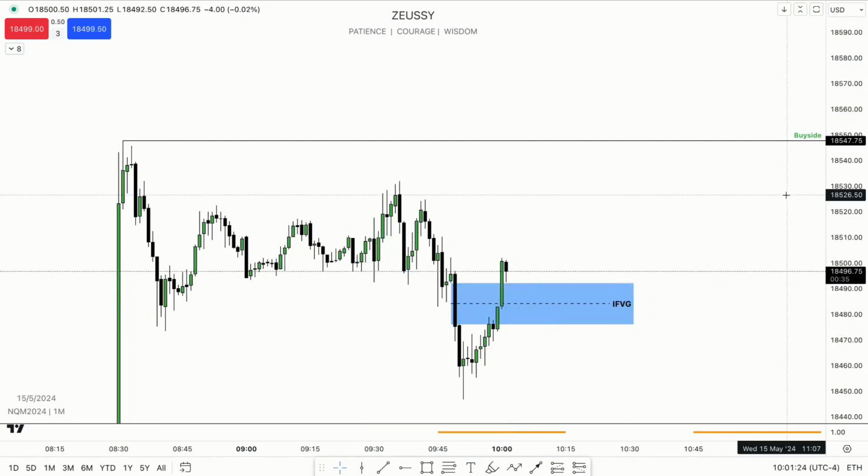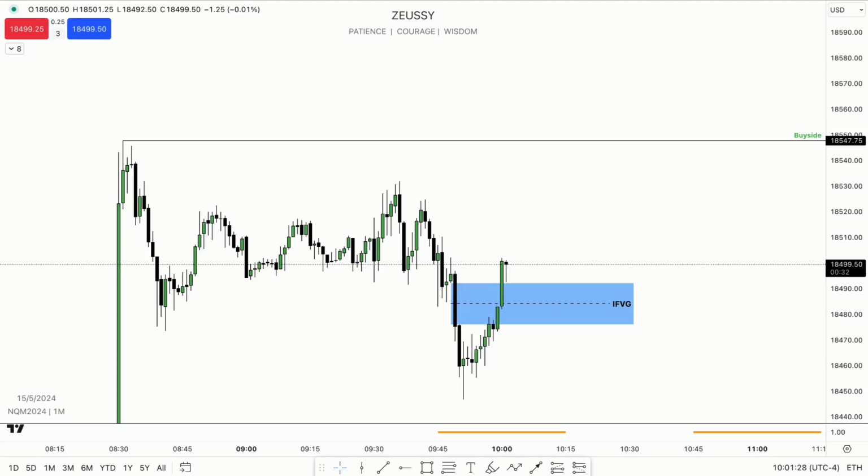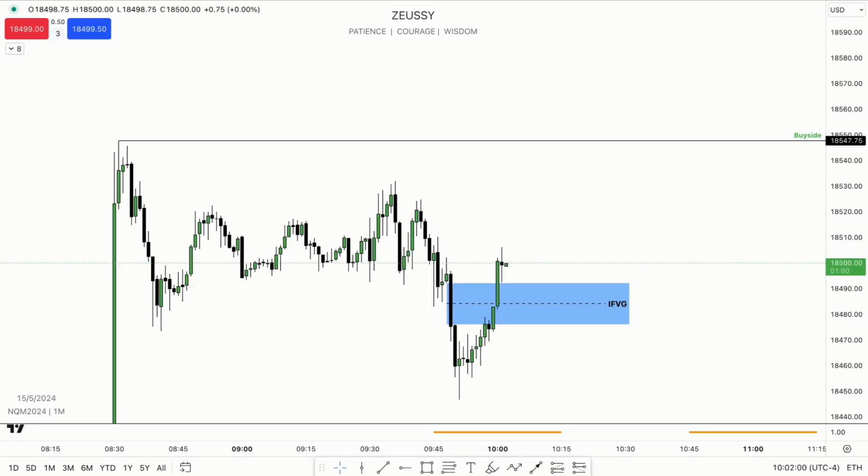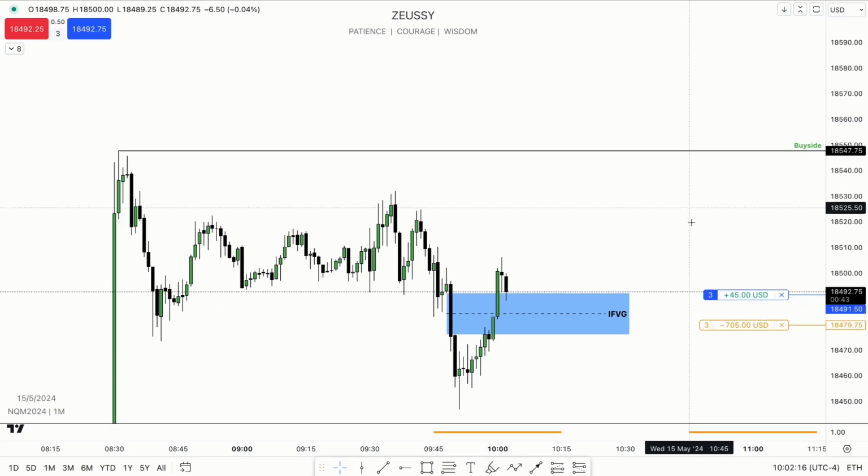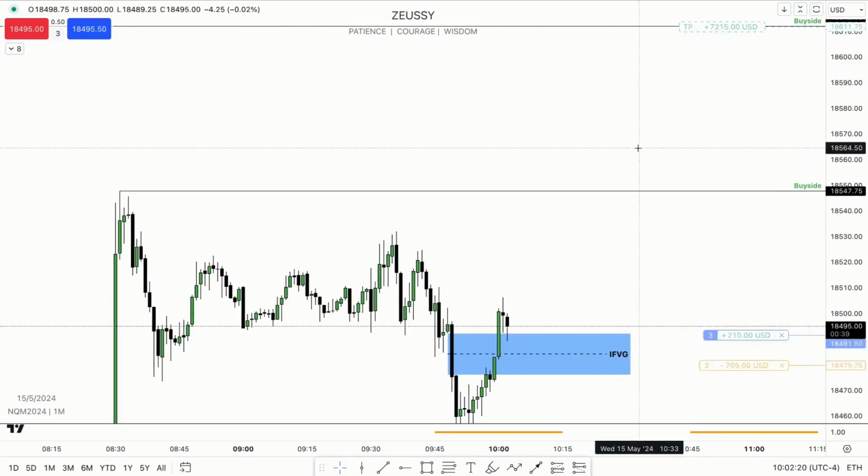I'm looking for an imbalance to get created right here, a BC. And if that BC forms, that's a confirmation to me that we can look to enter long. That right there is my entry, with my stop being below it, right here, targeting this buy side liquidity up here.